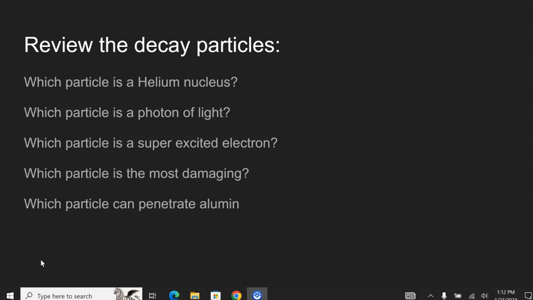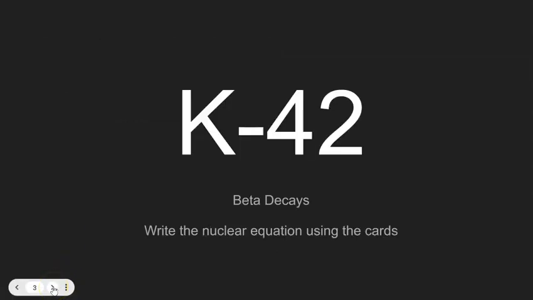Okay. Now, we're going to do a little bit of decay practice. The first card that I want you to take out is K42.